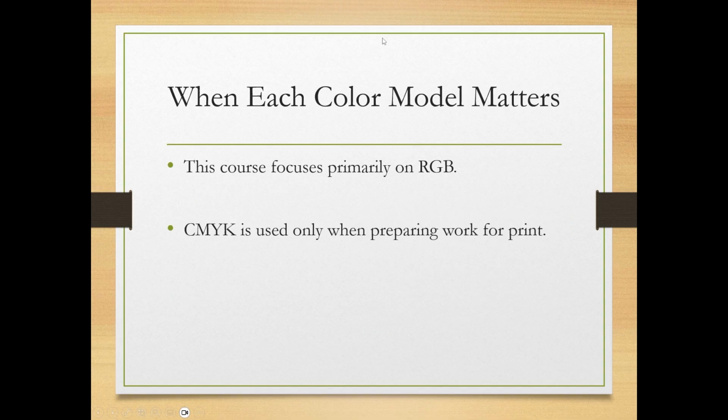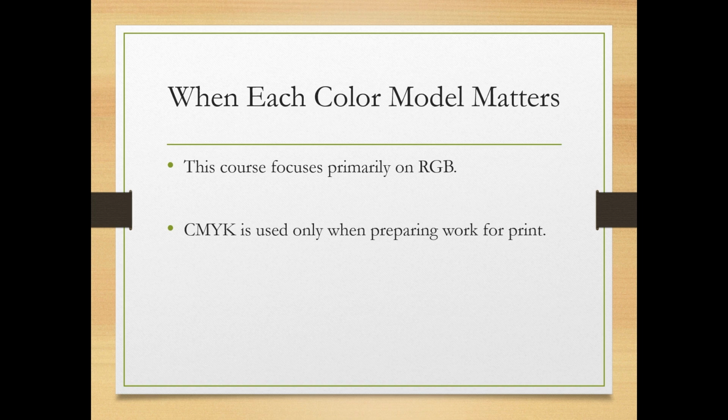All right, so let's get into the meat and potatoes of this a little bit more. We kind of have an idea here of when each color model matters. In general, like I mentioned, we're going to be working in RGB for digital. CMYK is more exclusive when you are preparing work for print.